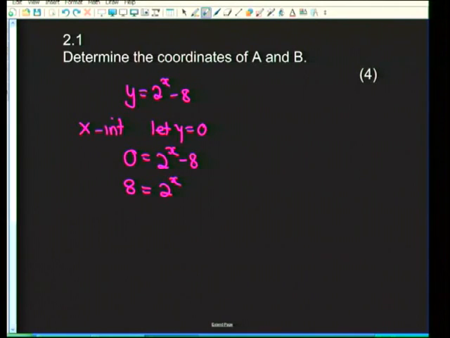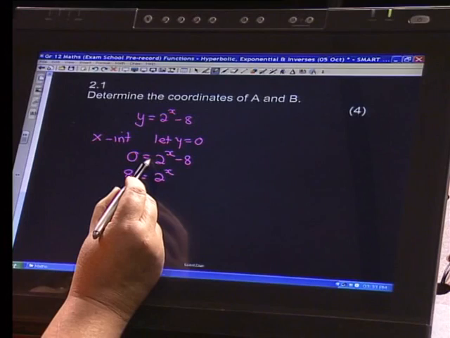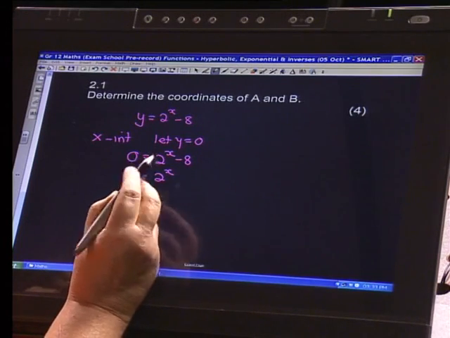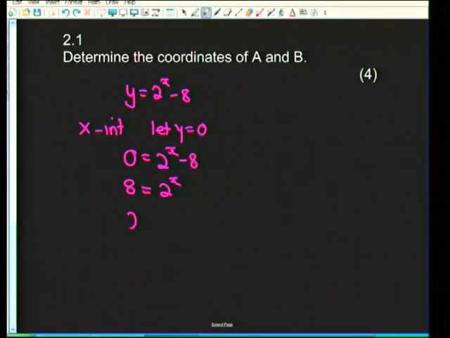Once again, you'll notice I've avoided bringing a negative in front of my exponent, so I like to write it the other way. Maths is wonderful. You can read from left to right or right to left. It doesn't make a difference. So 2 to the x is equal to 2 cubed. Therefore, x is equal to 3. So we have coordinate (3, 0).